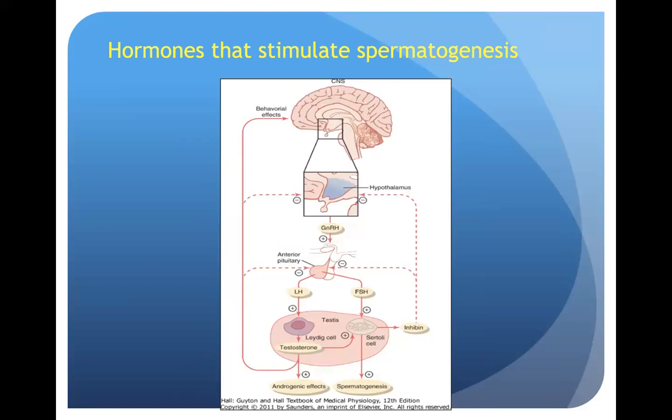spermatogenesis. Okay, and then as you can see, your Leydig cell will stimulate the release of your testosterone, and this testosterone will be the one responsible for the androgenic effects or yung occurrence of the secondary male sexual characteristics during puberty. And it will also stimulate your Sertoli cells to start spermatogenesis.